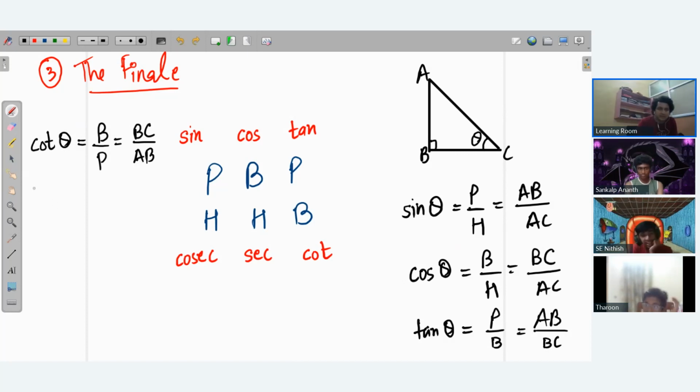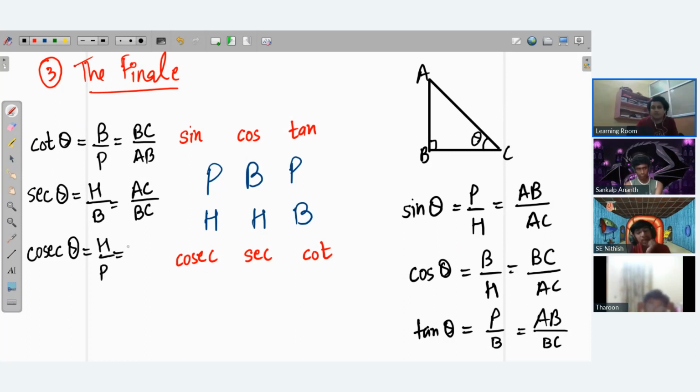Now sec theta is H over B, that means hypotenuse over base. The hypotenuse for this is AC, base is BC. Cosec theta is H over P, meaning hypotenuse over perpendicular, so AC by AB. Understandable?